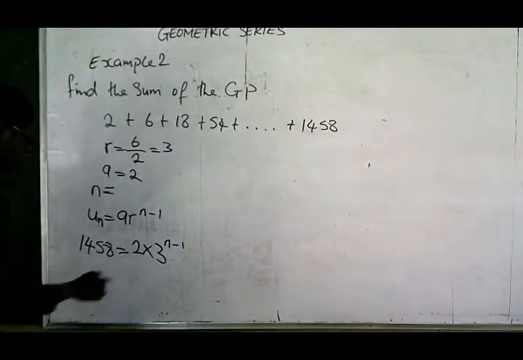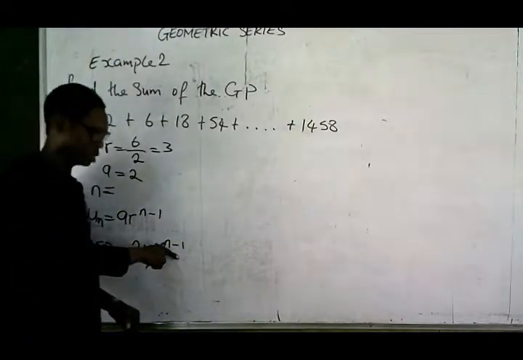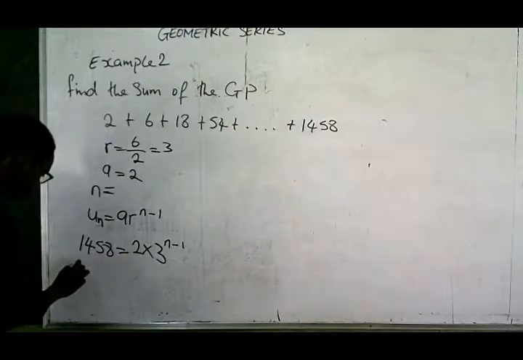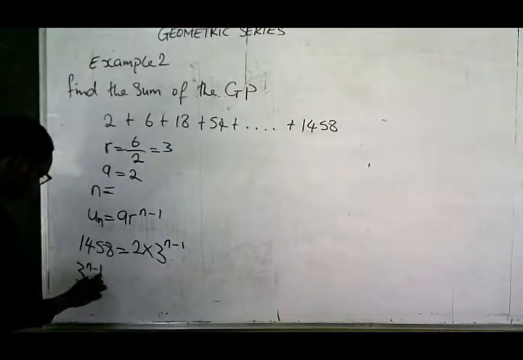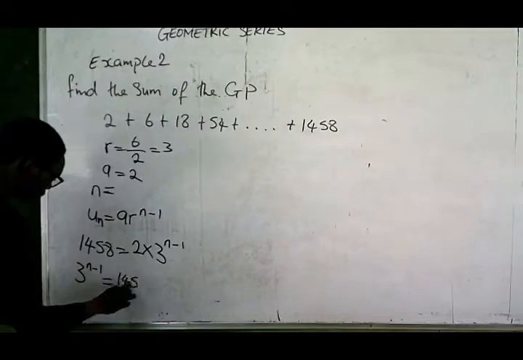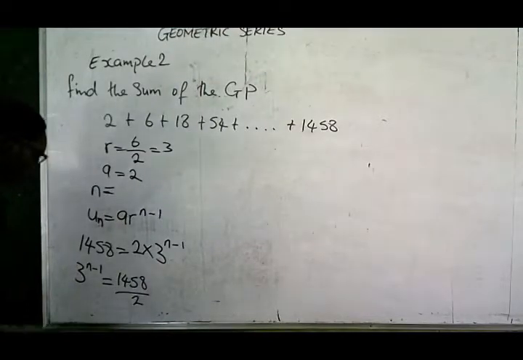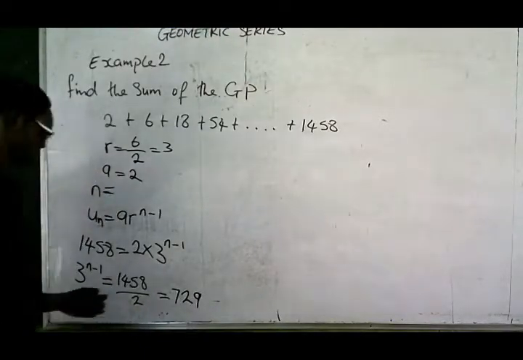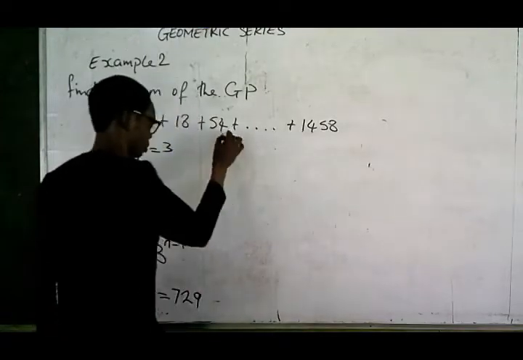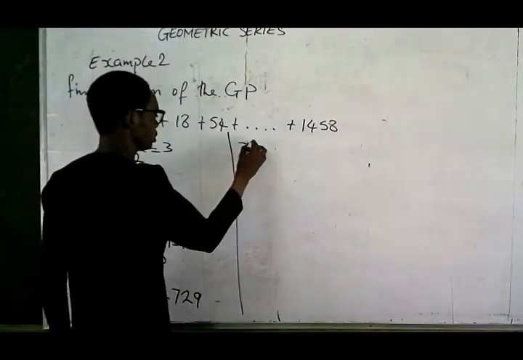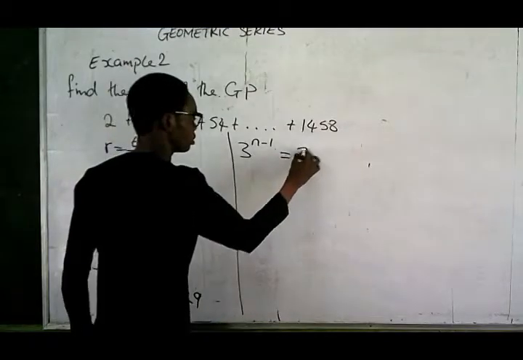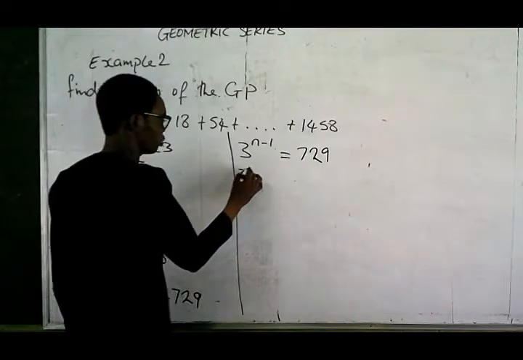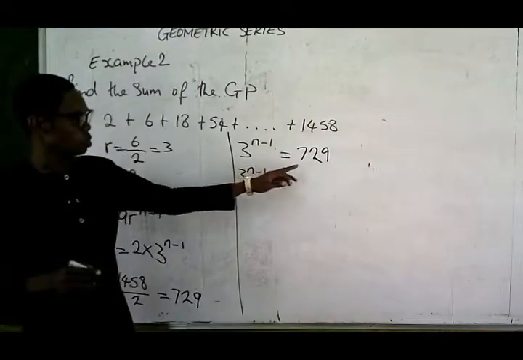So what do we do next? We make 3 raised to power n minus 1 the subject. Therefore 3 raised to power n minus 1 will give me 1458 divided by 2, which will give me 729. Therefore 3 raised to power n minus 1 is equal to 729.